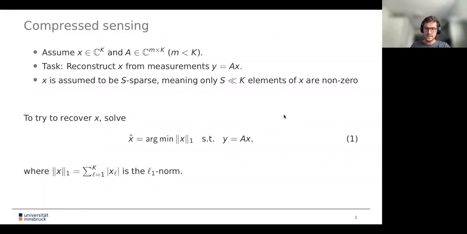Okay, so that's the basic setup of compressed sensing. Now we're basically asking ourselves, under which conditions on A can we reconstruct some sparse vector x? And you might say, well, I heard about that.